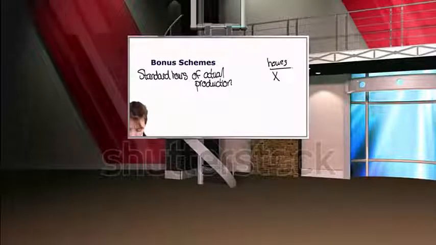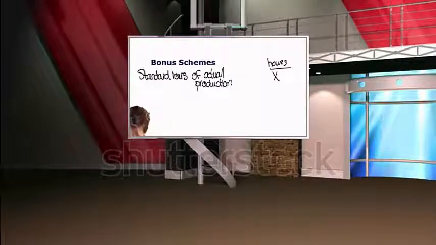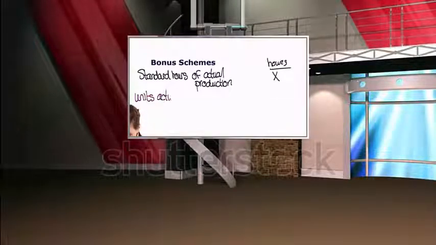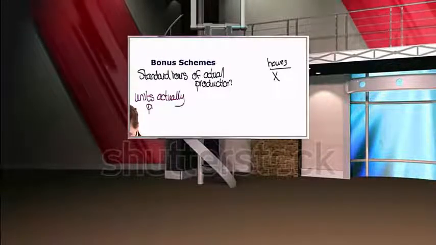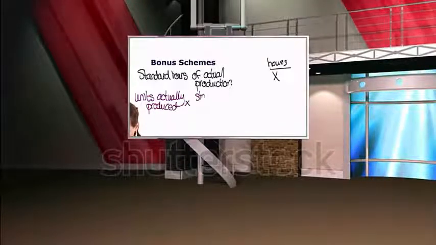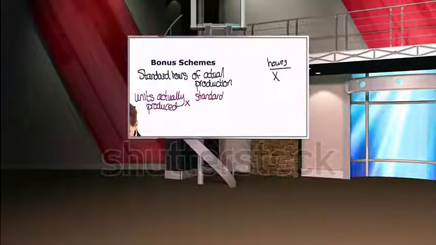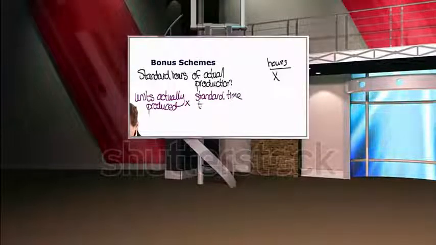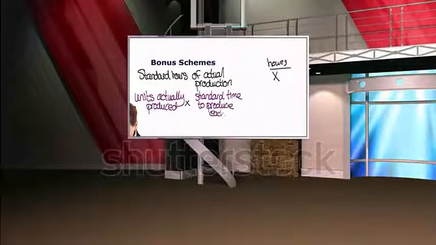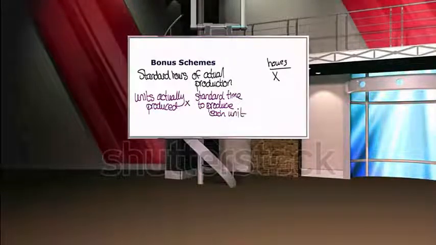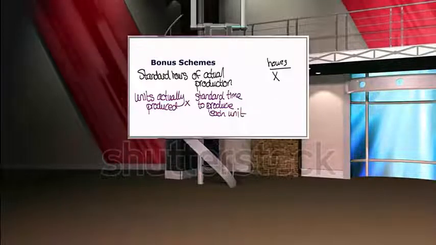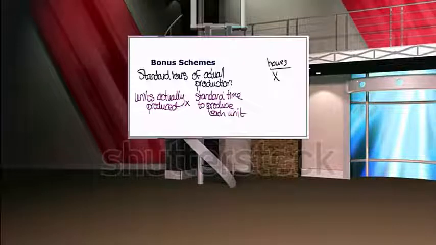And work out how many hours that is. Our standard hours of actual production will just be the units they have actually produced multiplied by the standard time to produce each unit. So how many units have they actually produced and how long would we have expected this to take?